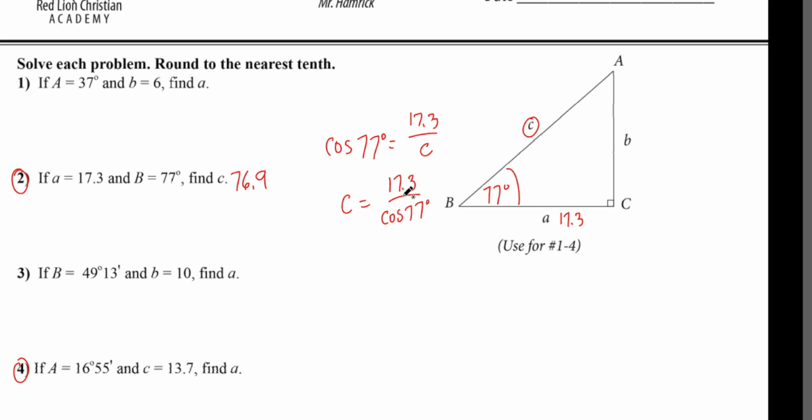You took the cosine of 77. Right, the cosine is the adjacent over the hypotenuse. This is adjacent. If I wanted to solve for B, what would I use? The opposite, that's right. Opposite over adjacent, which is the tangent. Everybody see that? Okay. All right. Let's get rid of those.